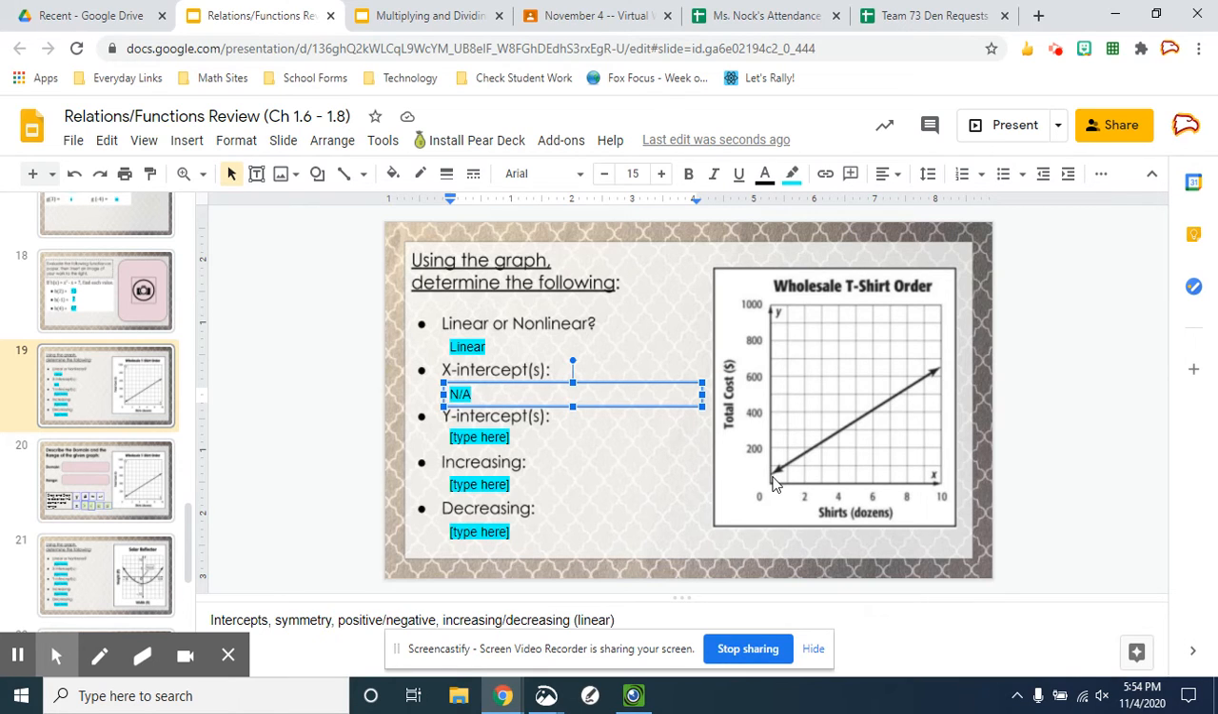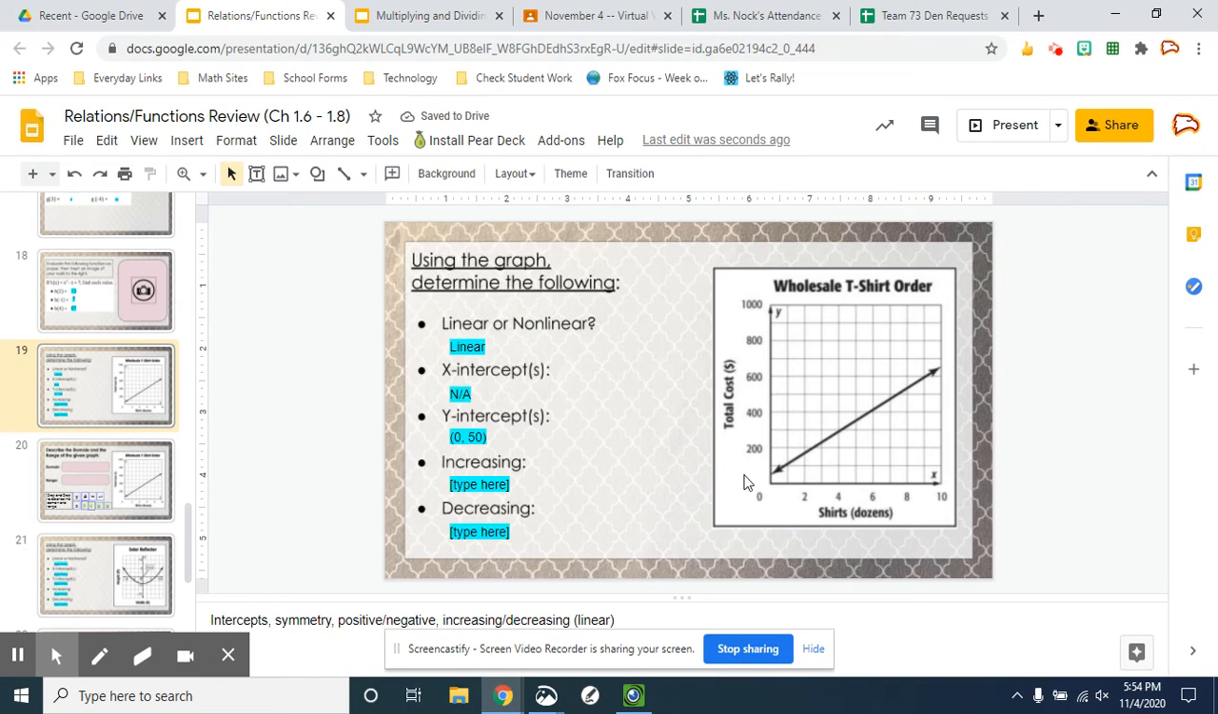Y-intercepts, we do have one right here. It is 0, and if that's 200, this is 100. So between 0 and 100, it's going to be 50. So that means that before you order any shirts, your cost is $50. So I would think that would be something like shipping or a membership fee, something that you pay once and upfront.